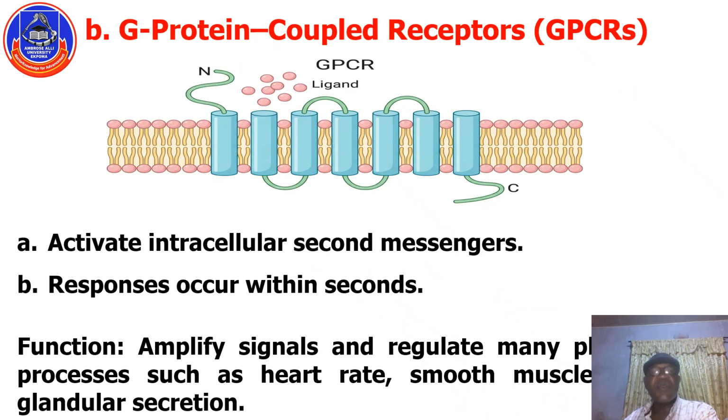Now, the G protein coupled receptors. These receptors activate intracellular second messengers like the cAMP and inositol triphosphate pathways. Their responses occur within milliseconds. Their functionality: they amplify signals and regulate many physiological processes such as heart rate, smooth muscle tone, and glandular secretion.